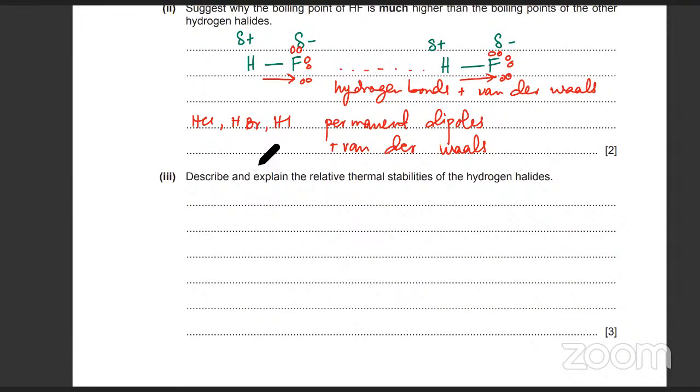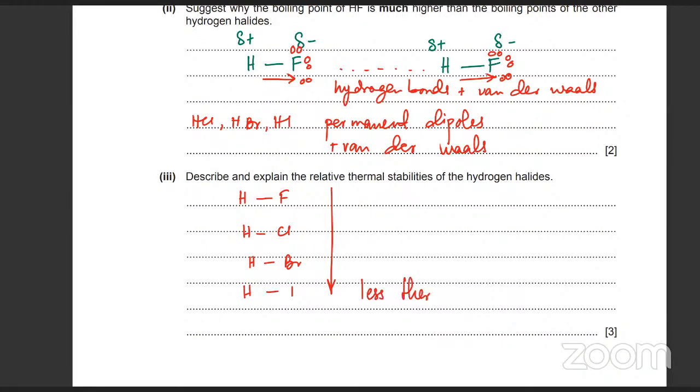And describe the relative thermal stability of the hydrogen halides. Now, when you talk about stability, you're not talking about the intermolecular forces. You're not talking about how much one molecule attracts the other molecule. What you're talking about is how quickly the bond will break. So the thermal stability for hydrogen halides decreases down the group. So the bottom one is going to be less thermally stable.